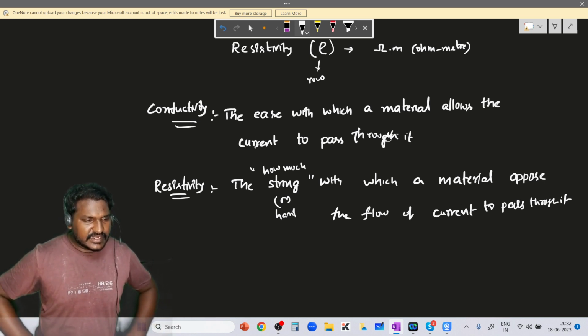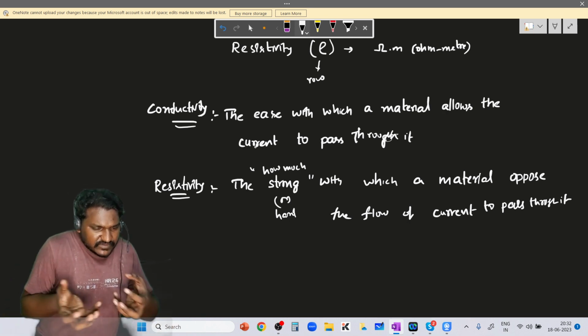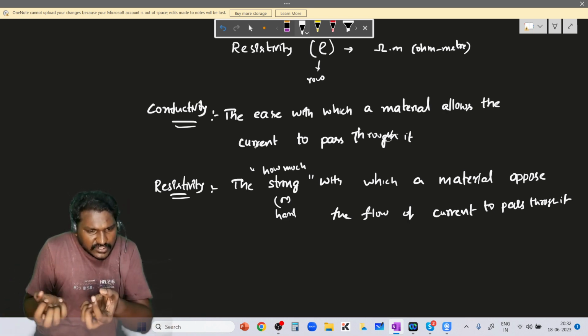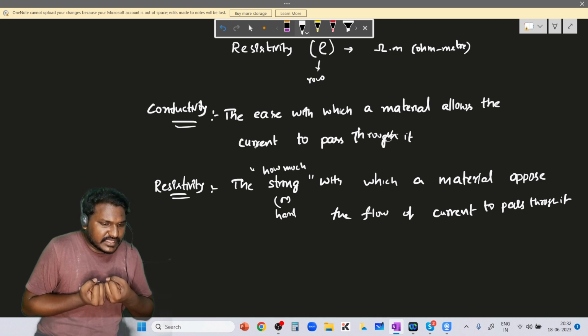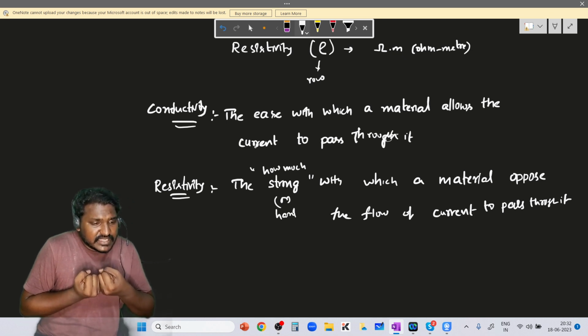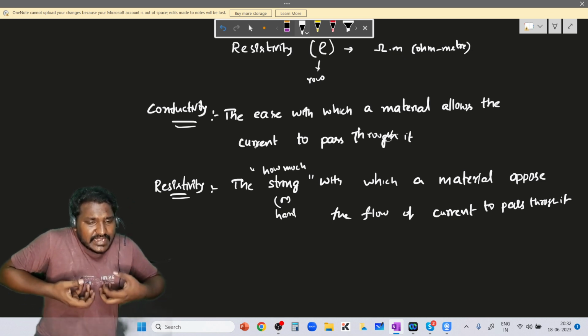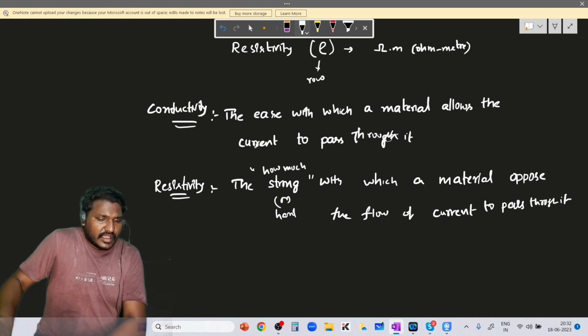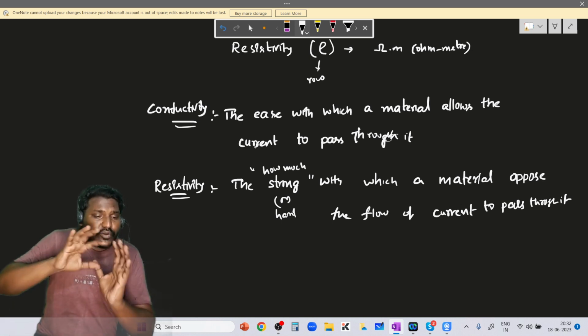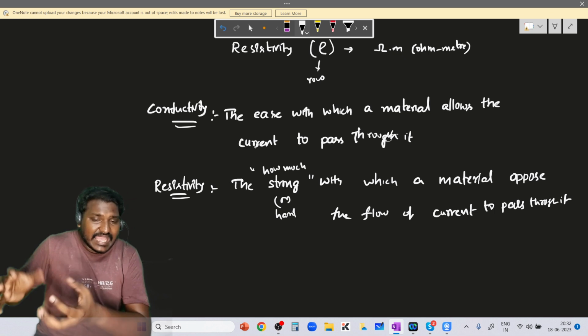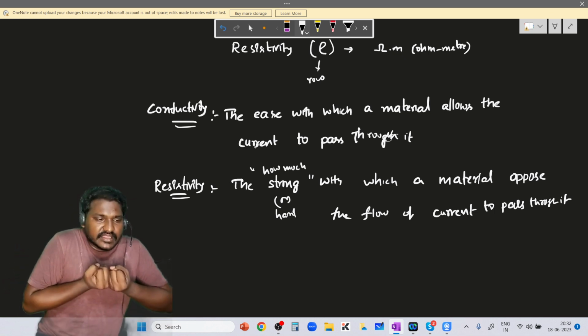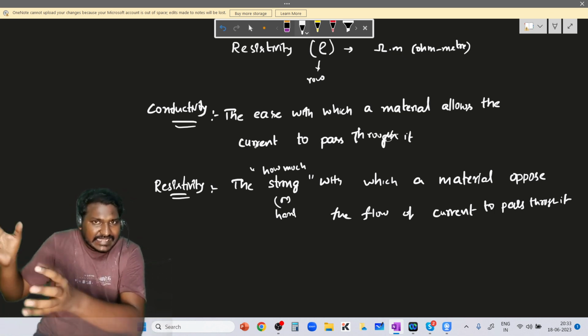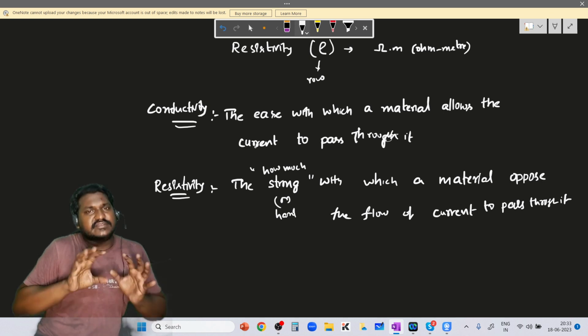Conductivity means the ease with which a material allows the current to pass through it, whereas resistivity means how strongly a material is opposing the flow of current. Conductivity is accepting current, resistivity is opposing current.